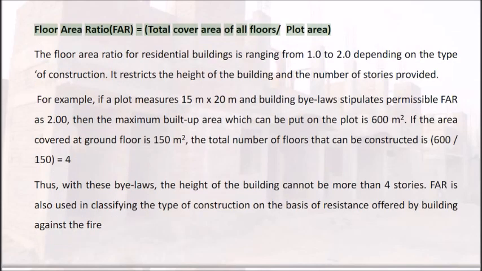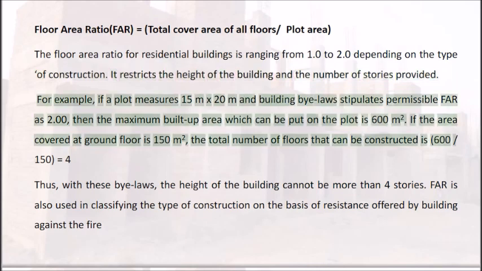Floor area ratio, FAR, equals total covered area of all floors divided by plot area. The floor area ratio for residential buildings ranges from 1.0 to 2.0 depending on the type of construction. It restricts the height of the building and the number of stories provided.